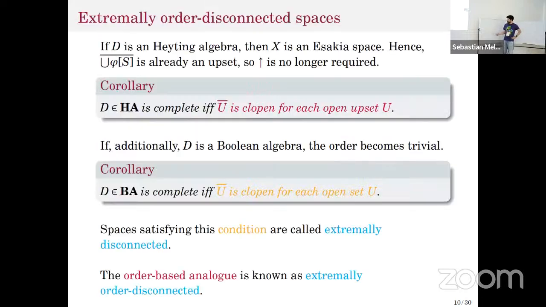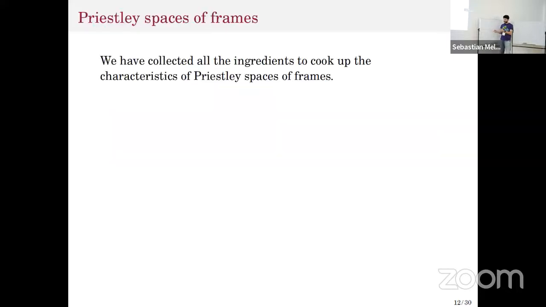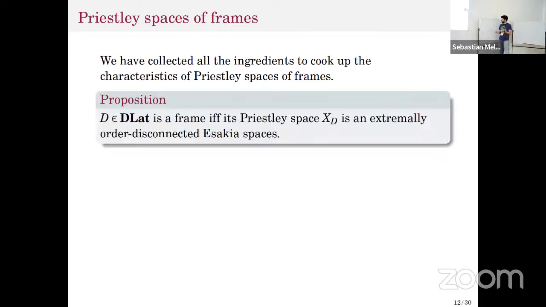So this gives us completeness. So now we really know what the Priestley spaces of complete Heyting algebras are. They are Esakia spaces that are extremely order disconnected. So now I can start talking about Priestley duality for frames. We have collected all the ingredients, so we can cook up the definition. And what you can show is that if you have a bounded distributive lattice, its Priestley space is an extremely order disconnected Esakia space.